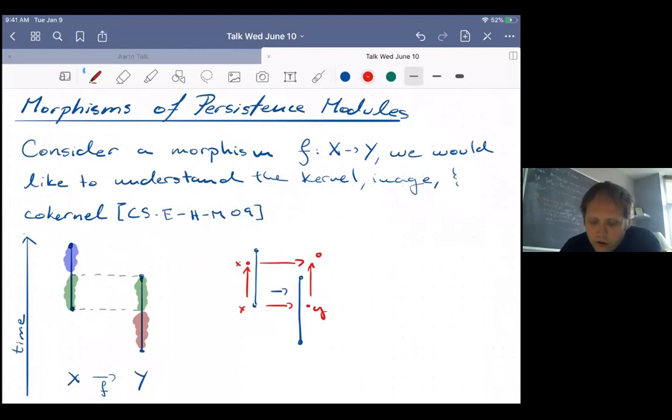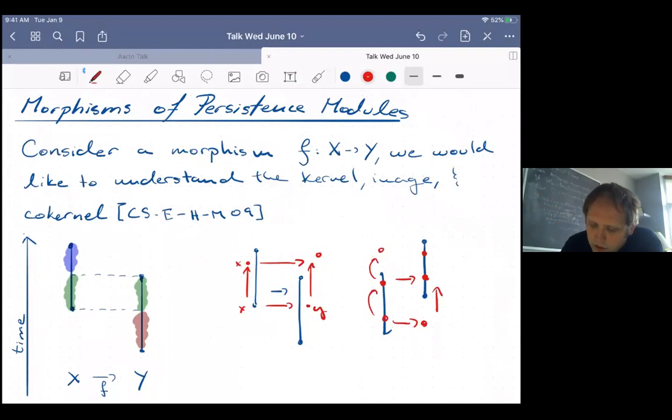Whereas if I had something like this, and then I can choose points like that, I can actually construct numerous things that don't commute, right?